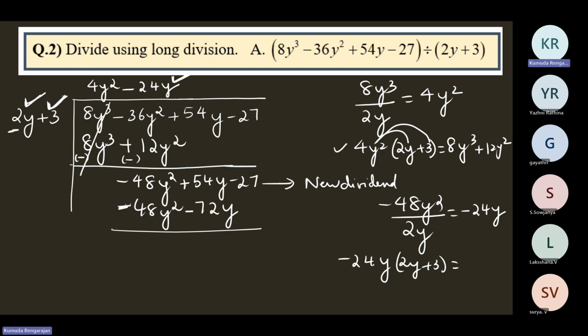So minus 24y into 2y, minus 48y squared, and minus 72y. Minus 24y into 3. Change the signs in the bottom row. Minus becomes plus, minus becomes plus. So minus 48y squared plus 48y squared cancels. Plus 54y plus 72y. Same signs, add 126y. Bring the next term down. So minus 27.